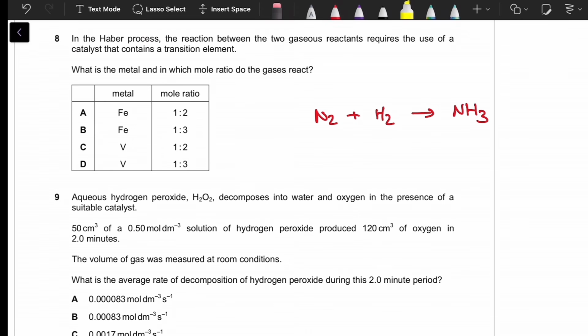Okay, so question 8 states that in the Haber process we have two gaseous reactants that require the use of a catalyst. They want us to determine which metal is the catalyst and in which molar ratio the gases react. So we know in the Haber process we create ammonia from its constituent elements nitrogen and hydrogen. Naturally, you can see there are two nitrogens on the left hand side, so we'd multiply the right hand side by 2 so that we could end up with 2 nitrogen atoms on the right hand side. Then we end up with a total of 6 hydrogens on the right hand side, so we would multiply the hydrogens on the left hand side by 3. Therefore, these two are reacting in a 1 to 3 molar ratio, and it's something we should have memorized that iron is our catalyst for this reaction. Therefore, the answer must be B.